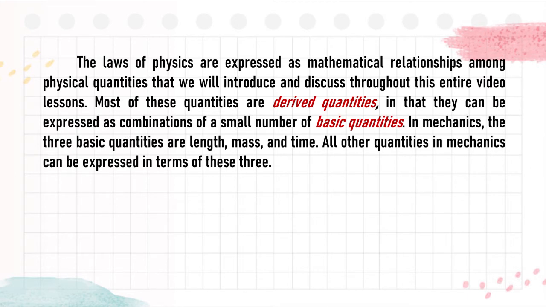The laws of physics are expressed as mathematical relationships among physical quantities that we will introduce and discuss throughout these video lessons. Most of these quantities are derived quantities, in that they can be expressed as combinations of a small number of basic quantities. In mechanics, the three basic quantities are length, mass, and time. All other quantities in mechanics can be expressed in terms of these three.